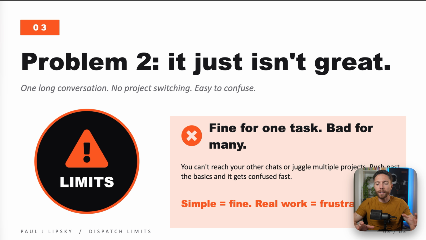It's just like one continuous conversation that you have with Cowork, so you can't access all of your chats. It's hard to have multiple projects going at the same time. Like for simple tasks, it works fine, but whenever I try to use it for multiple things, it just ends up frustrating me and getting confused.